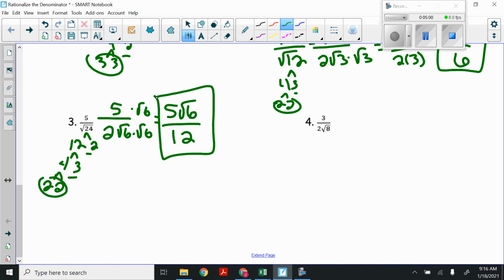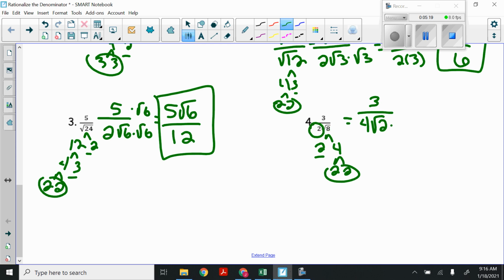Number 4, 3 divided by 2 square roots of 8. Again, I notice I can do a factor tree on 8. 2 and 4, 2 and 2. So I have a pair of 2's. So on top, I still just have my 3. On the bottom, I already had that 2 out front. So I multiply that with the 2 that comes out. So I get 4 square roots of 2 left behind.